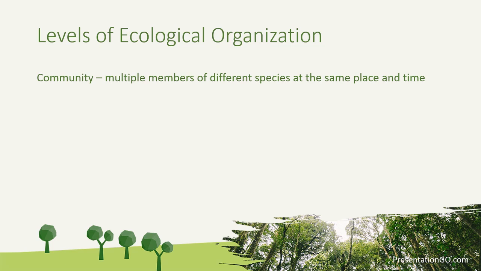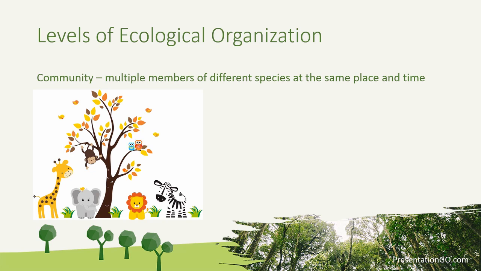The next level is community, which is when members of multiple different species are interacting with one another at the same time and place. You could also think of it as different populations interacting with each other. Note that this definition does not include any abiotic factors, which, if you remember from the slide at the very beginning, are non-living things. For example, this picture here only includes living things.